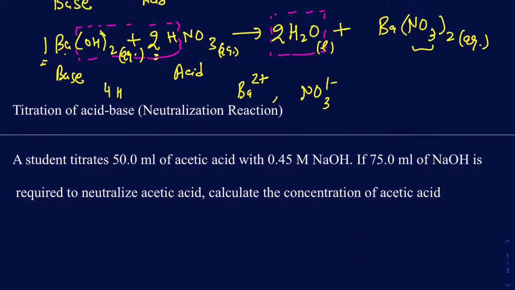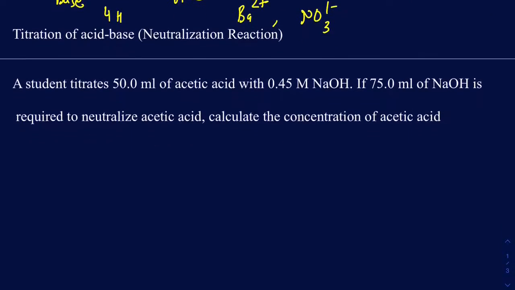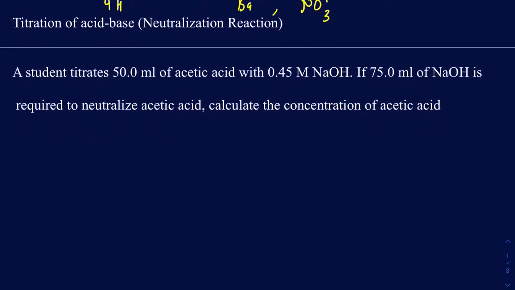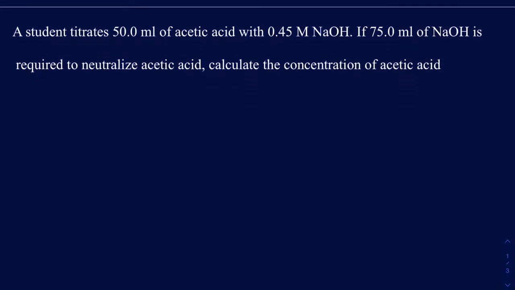Okay, a typical question in a neutralization reaction involves a titration of an acid with a base and vice versa. And there are going to be times when you're given the information about one chemical, either the acid or the base, and you have to figure out the information about the second chemical. Okay, so let's look at this particular question here.